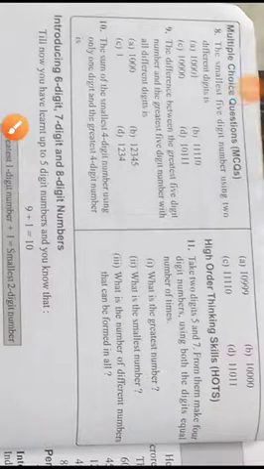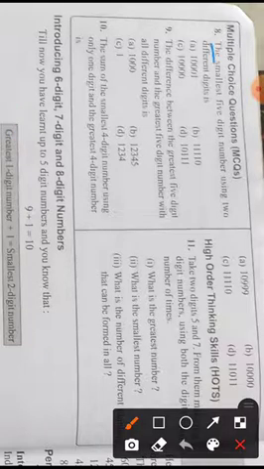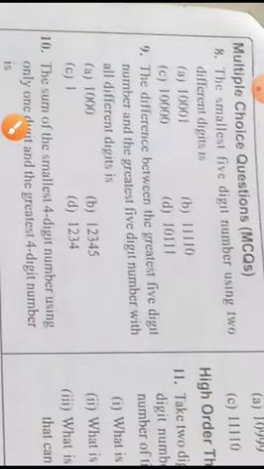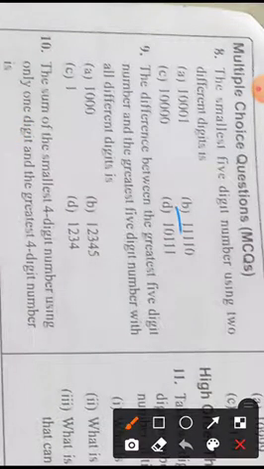Hello students, let us try to solve multiple choice questions of exercise 1B. Question number 8: the smallest of 5-digit numbers using two different digits. We have to find out which is the smallest 5-digit number with two different digits. You see all of them are 5-digit numbers. If you count, all of them are 5-digit numbers, and they also have only two digits.